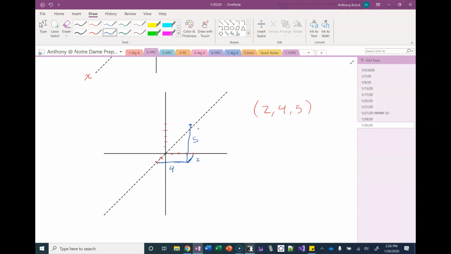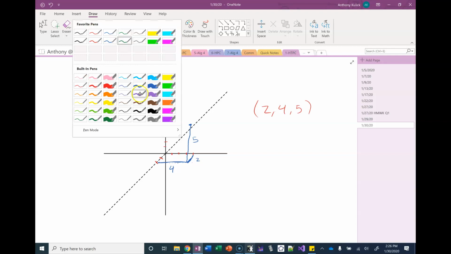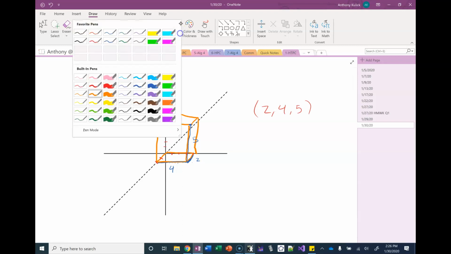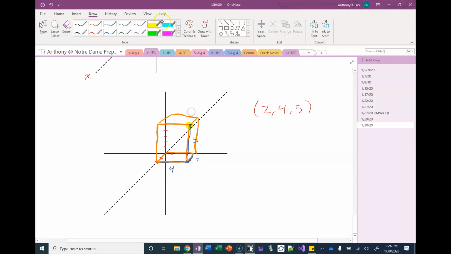Is everybody okay there? So if you want to see how there's a box here, let me draw this in a different color so it's easy to differentiate. Do orange. Right? There's like my box, and that corner there is my point 2, 4, 5.